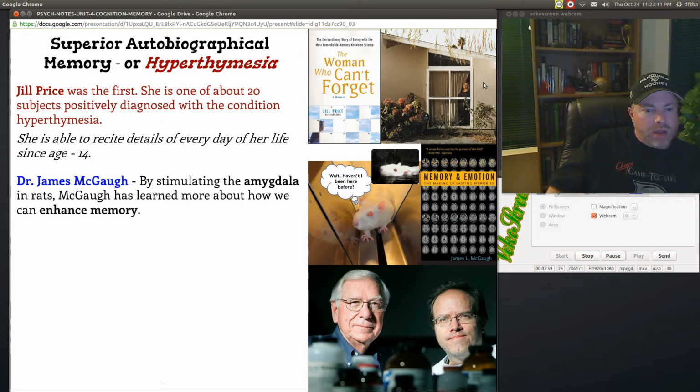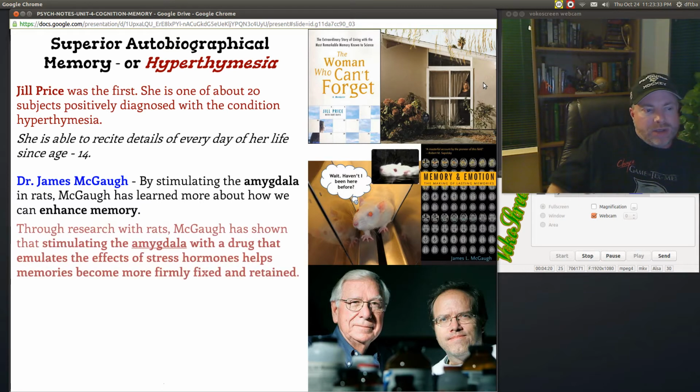James McGaugh, and at the bottom we'll look at Cahill as well, were colleagues who worked with Jill Price to try to identify her, and they came up with a test to see if she has a superior memory. McGaugh was famous for studying the amygdala in rats, the small almond-shaped part of your brain that we've learned before can be an emotional center of the brain. He learned more about how we can enhance memory by studying rats and trying to activate this area and see what kind of effect it has.